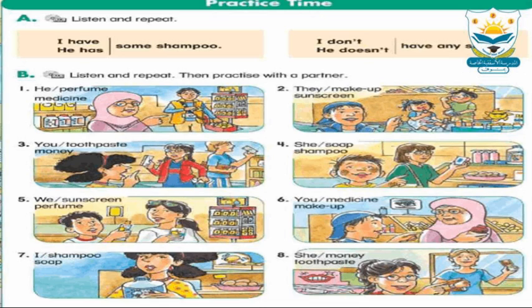We knew before what verb to have consists of. Verb to have consists of have and has. We knew also before verb to have consists of have and has.